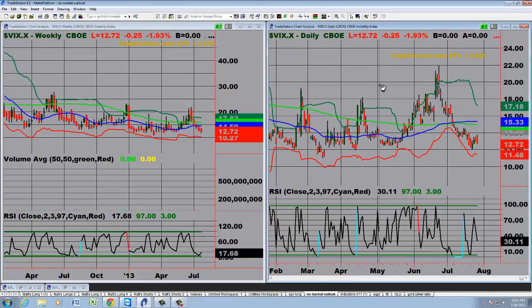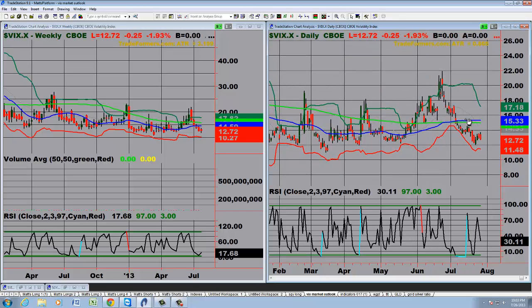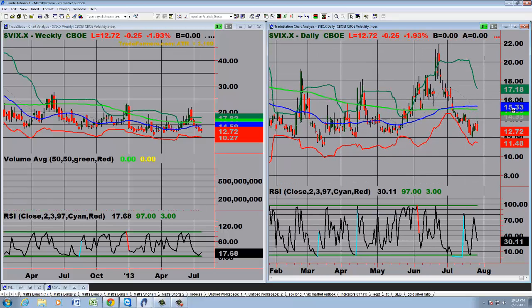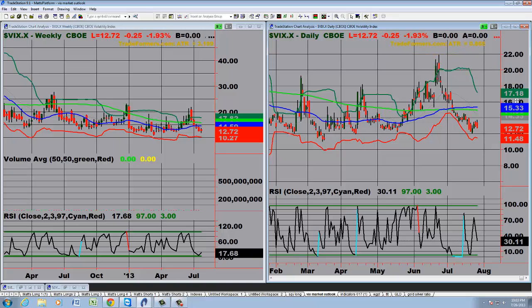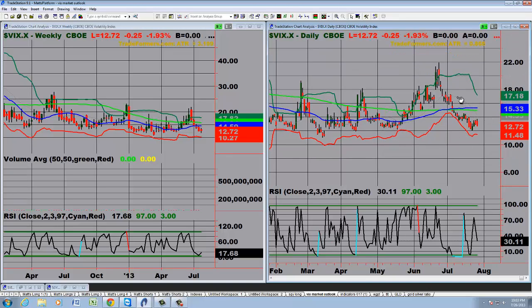Let's take a look at sentiment. You can see right here the VIX. We're trading under the 50-day moving average, under the 50, under the 200. The 50 is above the 200, so the overall sentiment picture is not quite as positive as it was a couple of weeks ago. Nonetheless, the key picture here is that we're not overly frothy on the bullish sentiment, as we're basically trading within the Bollinger Bands. So that's a positive sign.